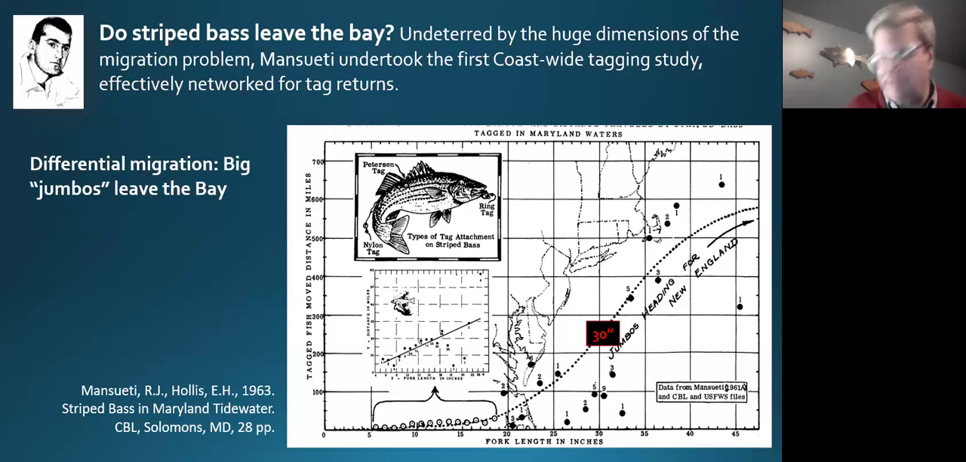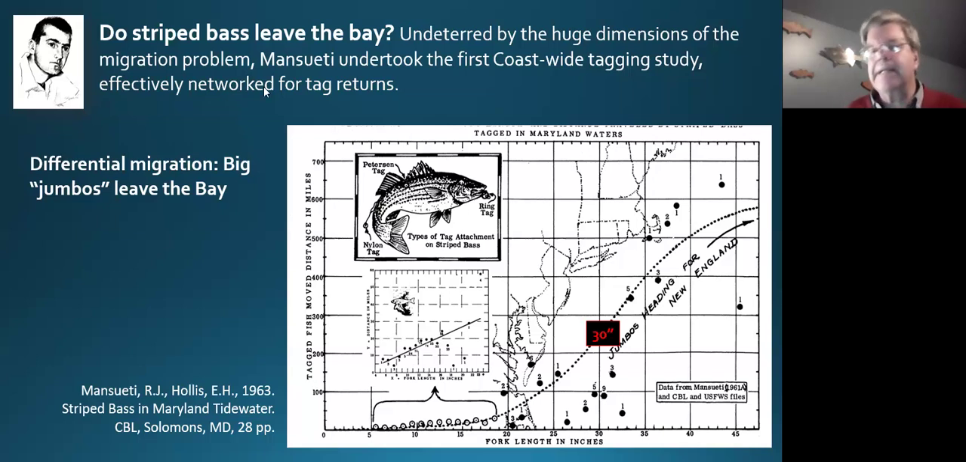So he tags fish with recognizable external tags, Peterson tag, nylon tag, ring tag, and he sets them out. And in the Chesapeake gets lots of recaptures, and that's shown in this little inset. And the recaptures show that as a fish gets bigger, they tend to migrate farther. That's just within the Chesapeake. Getting recaptures outside the Chesapeake is hard. You know, people don't know you're doing this.